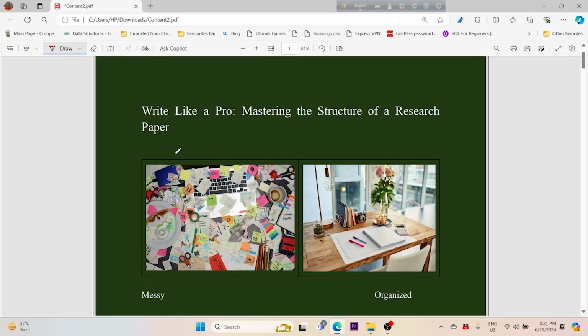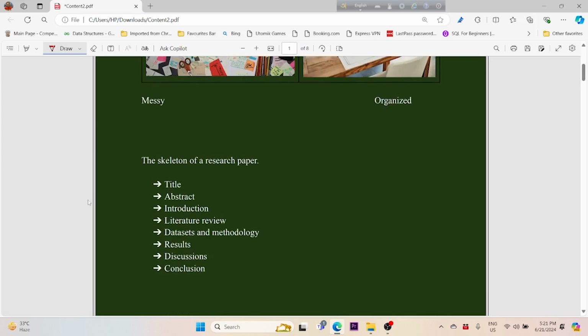Writing any academic paper involves organizing your initial ideas into a clear and structured presentation. And it's a bit like transforming a messy desk into a neatly organized one, just like these two pictures I'm showing you right now. In this video, we are going to walk through the key sections of a research paper skeleton from the title all the way down to the conclusion. And by the end, you will be a confident researcher with a clear roadmap to writing a winning paper.